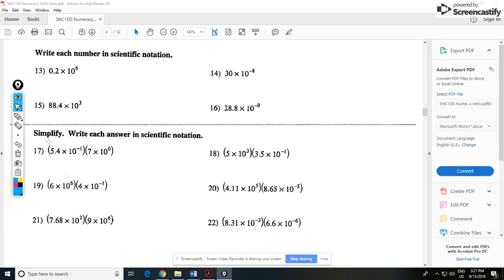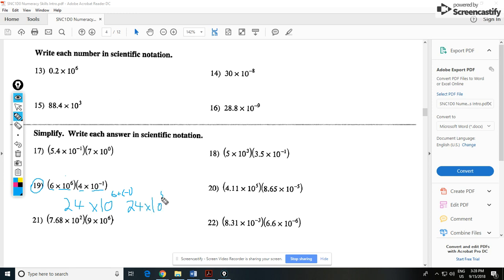There's some scientific notation calculations that you need to do. So for example, you might have this, let's do number 19 here. You do the 6 multiplied by the 4 first, so that gives you 24. Then you do your 10 to the power of 6 times 10 to the power of negative 1. When you do that, that's going to give you 10 to the power of 5 because you're adding your exponents. You do 6 plus negative 1, which is actually the same thing as doing minus 1. And so you get 24 times 10 to the power of 5.